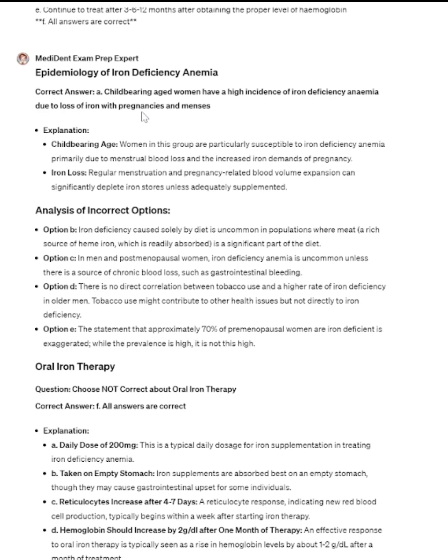Oral iron therapy. Question: choose not correct about oral iron therapy. Correct answer: F. All answers are correct. Explanation. A. Daily dose of 200 milligrams. This is a typical daily dosage for iron supplementation and treating iron deficiency anemia.